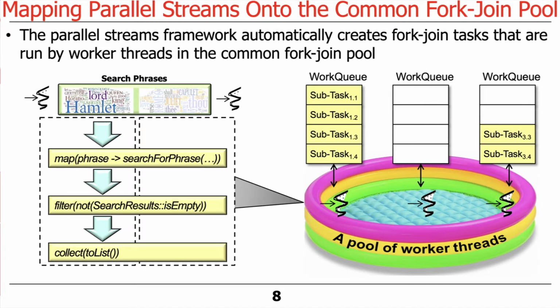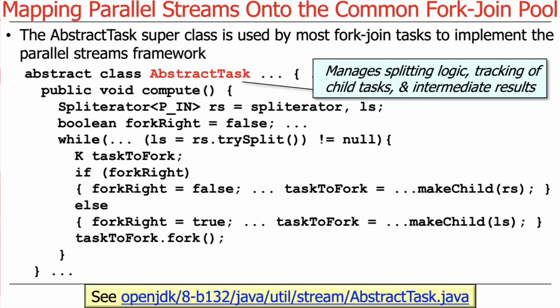The parallel streams framework will automatically create fork-join tasks using the splitterators we've talked about that are then going to be run by worker threads in the common fork-join pool. So as things are split, they're then handed off to those worker threads to be run. This is the way that works.